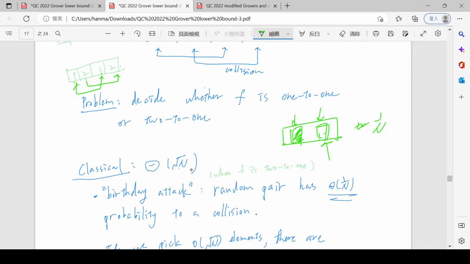And if you pick order square root n items, then the number of pairs inside is square root n choose 2, which is about order n. Okay? So if you pick order square root n items, you will see order n pairs between them. And each pair has a probability about 1 over n to be a collision. So you will have a constant probability to see a collision.